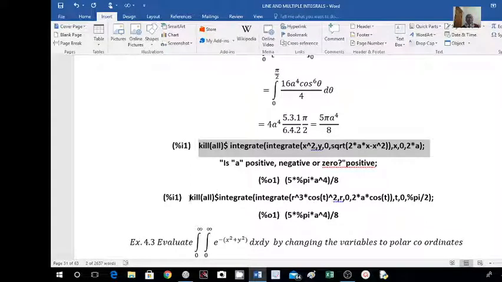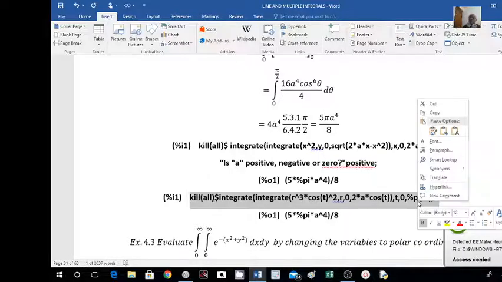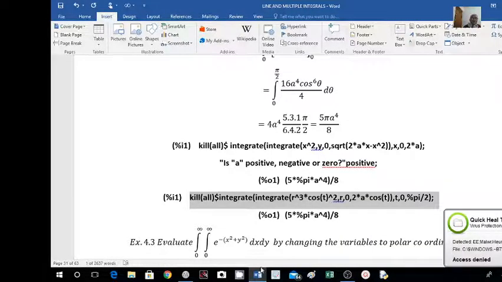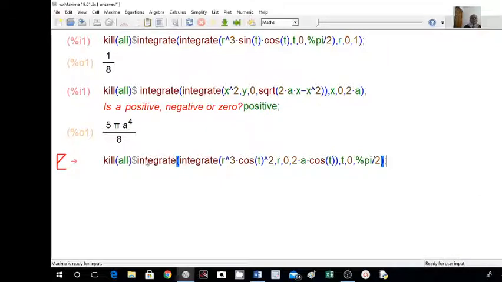Now after changing into polar coordinates, this is the Maxima code. Paste here. This is kill all, integrate r cube cos square theta, r ranges from 0 to 2a cos theta, and theta ranges from 0 to pi by 2. Execute this program, shift enter. I am getting 5 pi a raised to 4 divided by 8.